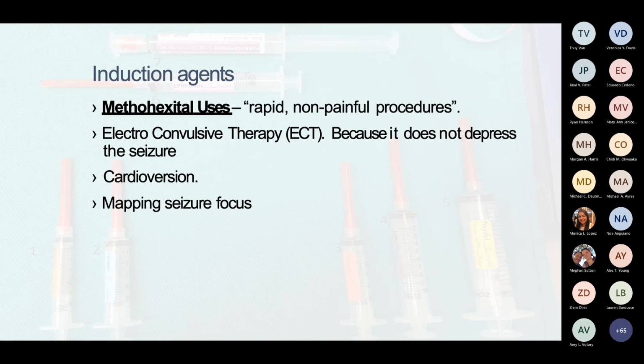Some places they will use it for cardioversion. And then other places, if you're trying to map where the seizure is actually originating from, you may see that they give methotrexate for that. It's not very common. I think there's better agents out there. But you never know when we're going to have a medication shortage or you're going to go someplace and they use different medications. So you need to be familiar with everything.